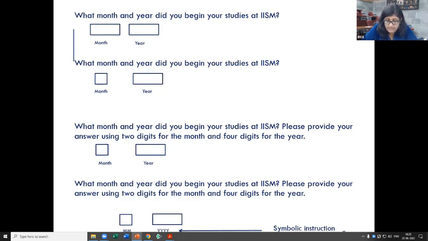So if you say month and year and the boxes have the same size, you don't know if September should be written as September or 09 or how, right? So if you want information as MM and YYYY, give a smaller box, but under the box, write MM. Give a larger box for year, and under the box, write YYYY.